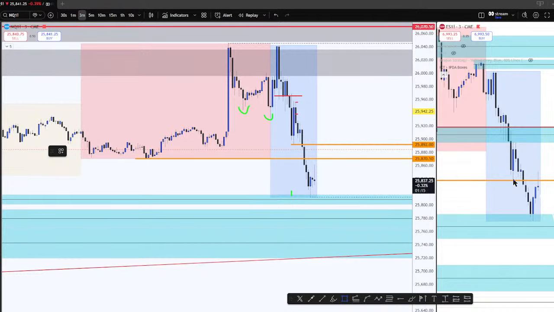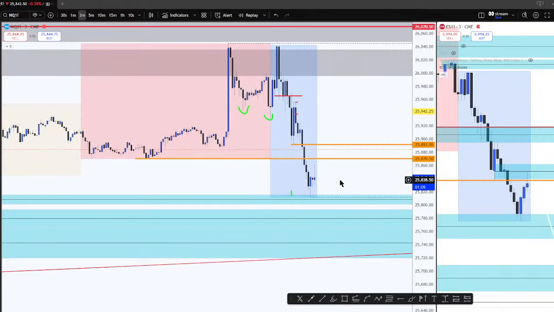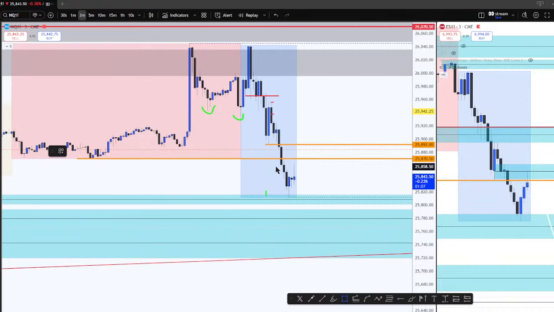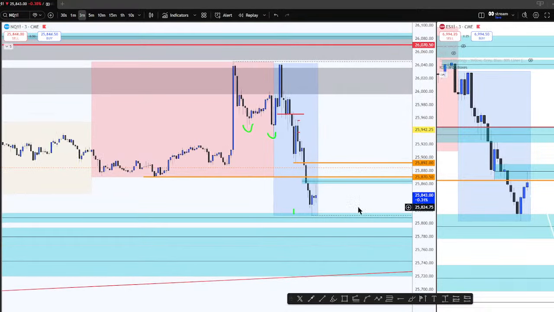ES delivered right to that balance area to the tick. Look at that. And then Nasdaq did the really low time frame one to the tick there. Yeah, I'm not sure. I think it goes lower, but I don't want to put risk on. Pretty mentally exhausted because we've been trading.